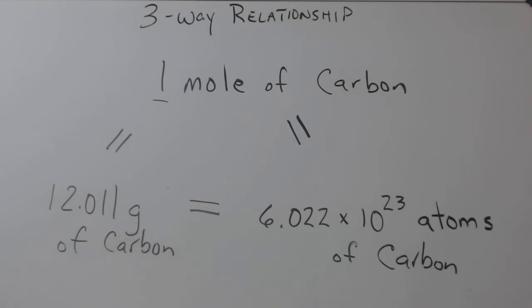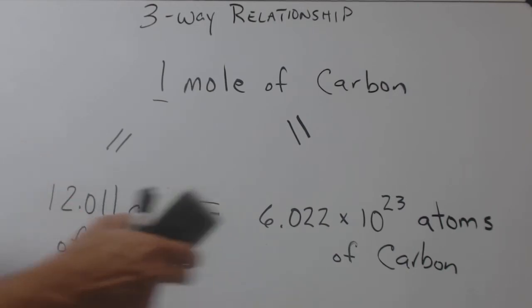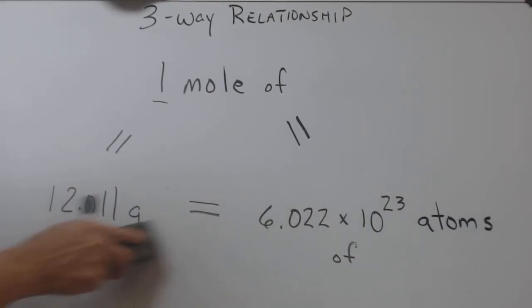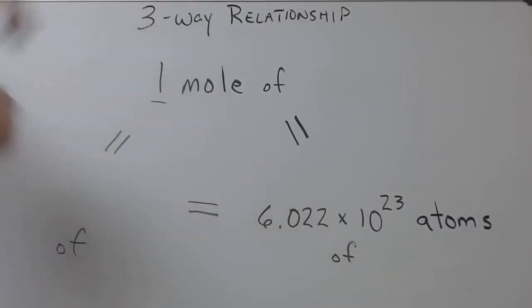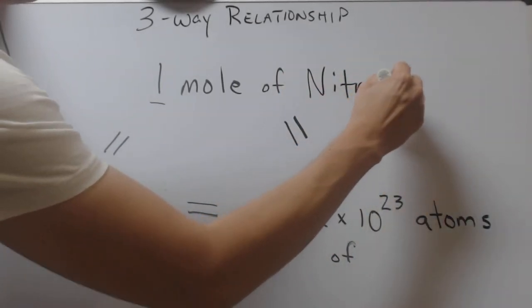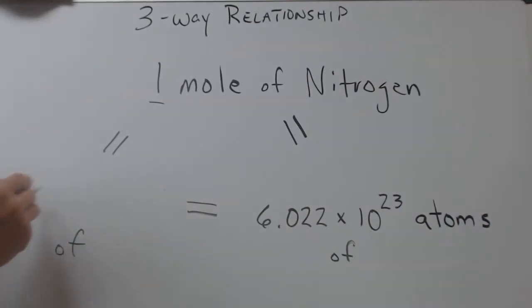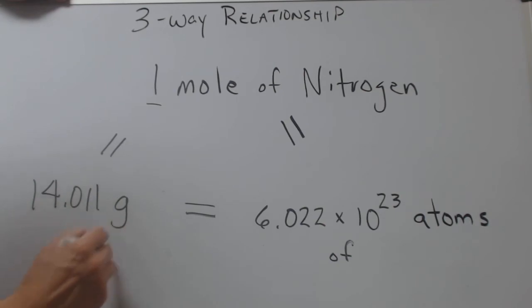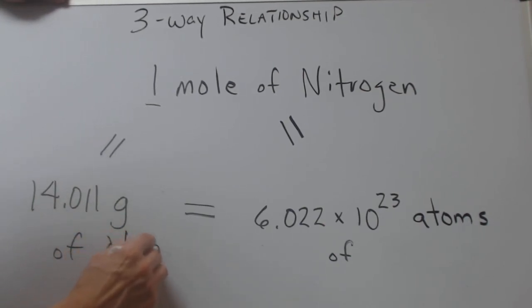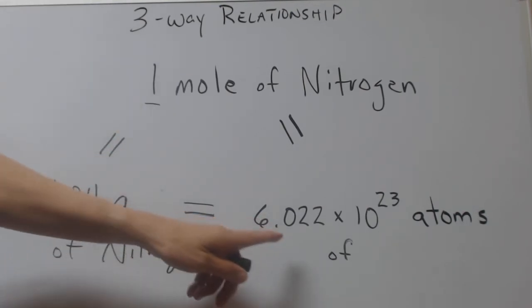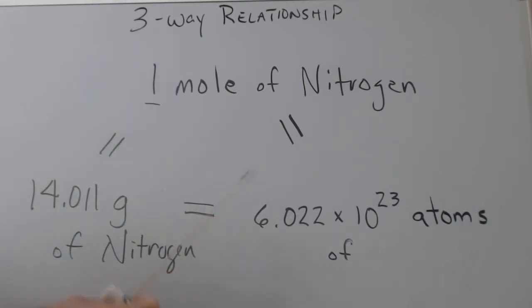Now, before you even go there, it's also important for you to realize that we can change this from carbon to any element on the periodic table. So let me change that to nitrogen, for example. 1 mole of nitrogen is the atomic mass of nitrogen. That in turn is also equal to Avogadro's number of nitrogen.